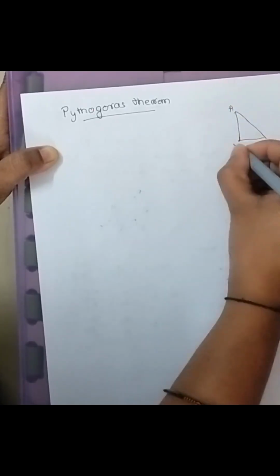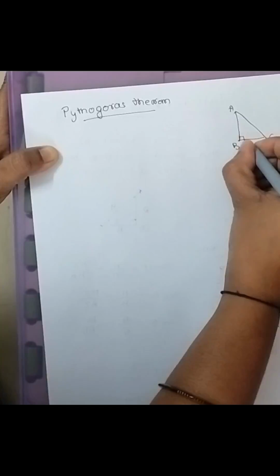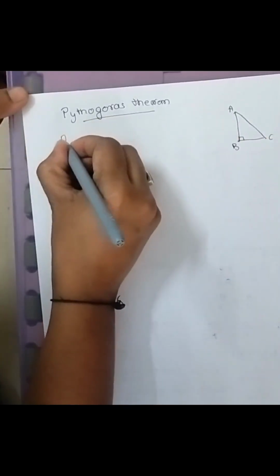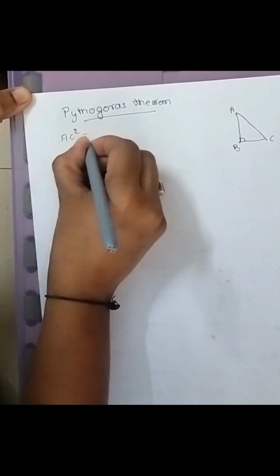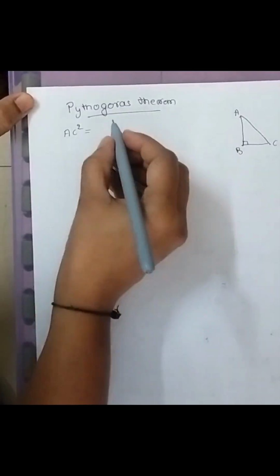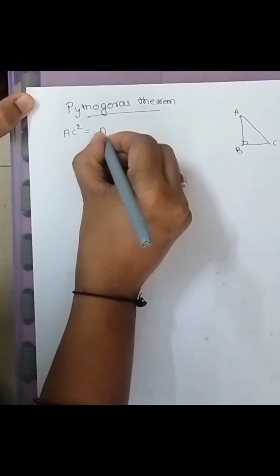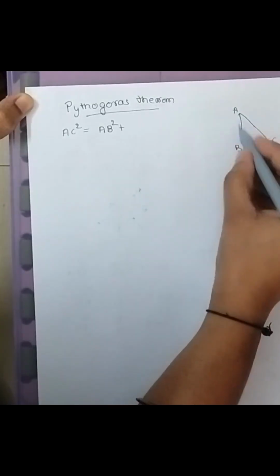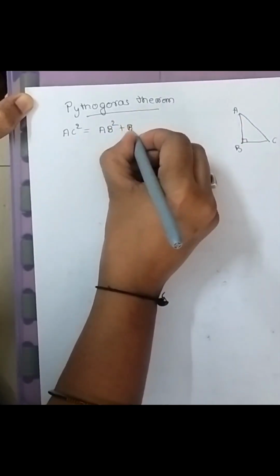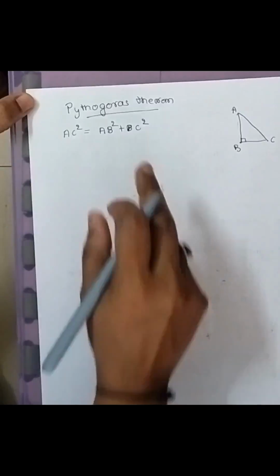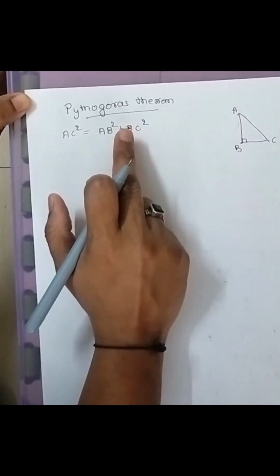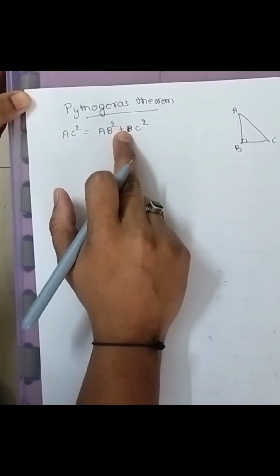So what is Pythagoras theorem? If ABC is the right angle triangle, it says that the square of the hypotenuse is the summation of the squares of the other two sides. That is, AC square is the summation of AB square and BC square. So this concept is utilized while solving the ratios in the problems.